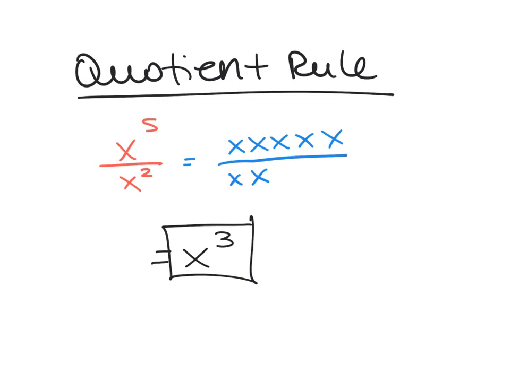All right, so now the next rule that we have is the quotient rule, and quotient means to divide. So for the quotient rule, if I have x to the power of 5 divided by x to the power of 2, that means I have 5 x's over 2 x's. Well, if you have the same thing on top and bottom, it cancels out. Like if I have 5 over 5, that's equal to 1, right? The 5's cancel out.